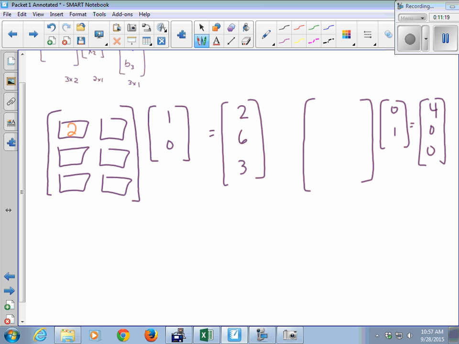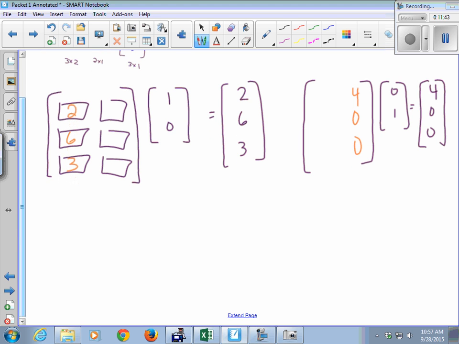Because if I put 2, 6, 3 here, then when I use the entries of the vector as a weight, I'm going to have a 1 on my 2, 6, 3 and a 0 on the second column. Over here, I want a 4, 0, 0 in the second column because I'm going to put a 1 on that one and a 0 on the first one. So my final matrix A has to combine those two. It's got to be 2, 6, 3, 4, 0, 0. So this is my standard matrix A. If I multiply by (1, 0), I'll get (2, 6, 3). If I multiply by (0, 1), I'll get (4, 0, 0).